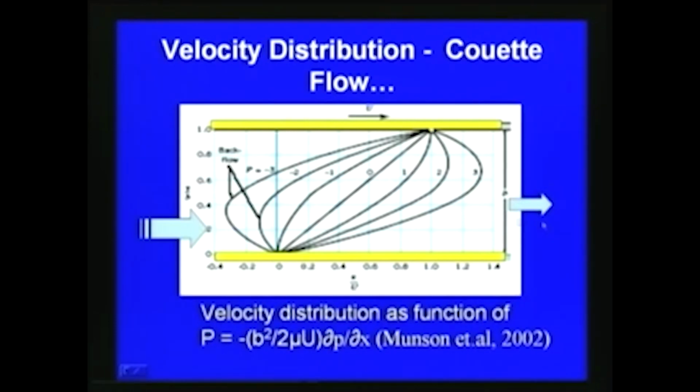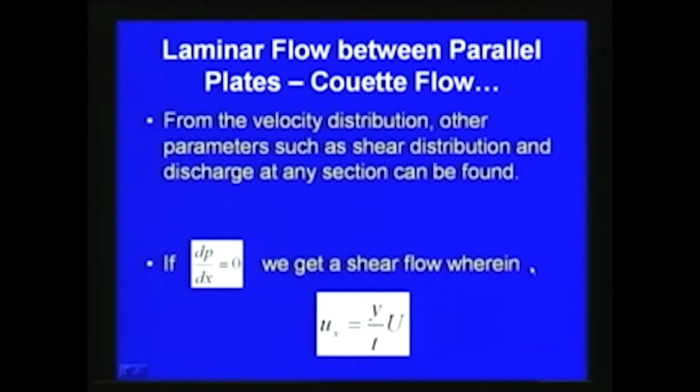So, here this b is equal to t, that means the distance between the upper and lower plate, and this figure is taken from the fluid mechanics book by Munson and others, 2002. So, like this now we can plot the velocity, and then as I mentioned, once we have the velocity we can get the expression for the shear stress.